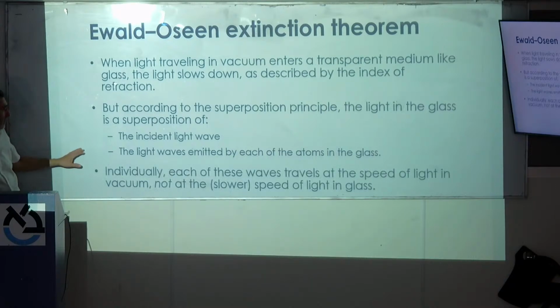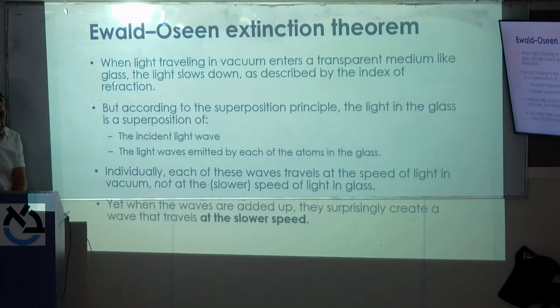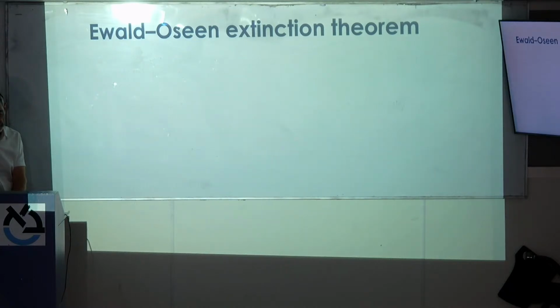So individually, each of these waves travels at the speed of light in vacuum and not at the slower speed of light in glass. Yet when the waves are added up, what you see, surprisingly, is that the wave travels at a slower speed, not at the speed of light. So how come this is possible? And that's where this theorem comes in.